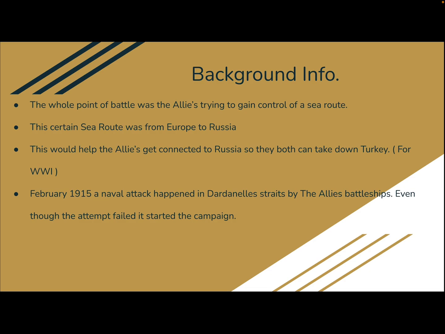So in February 1915, the first naval attack happened in the Dardanelles Straits by the Allies' battleships. Even though the attempt failed, this is what started the campaign and many battles to come. Of course, the Allies were not that successful, but we'll talk more about that in the later slides.